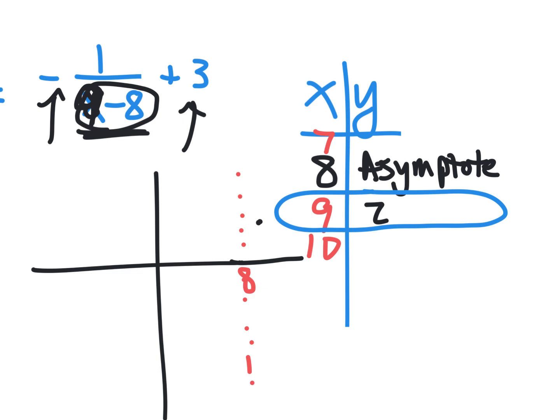All right, now let's try 10. So if I put in 10, I have 10 minus 8 is 2. That's 1/2. Then it's negative 1/2. Negative 1/2 plus 3. 2 1/2.